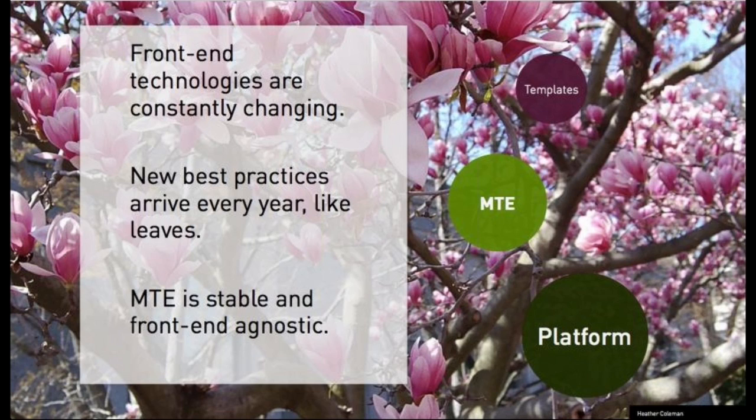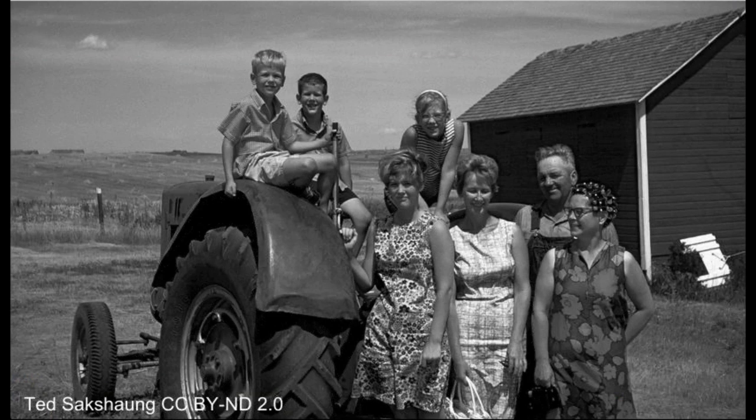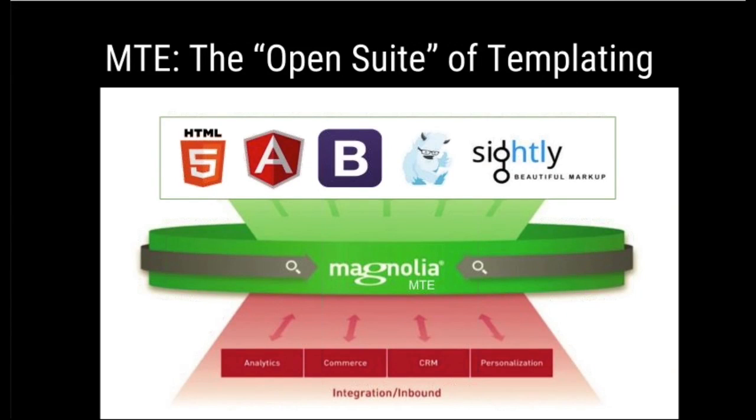No, we don't want to do that. We want to learn from the past. We don't want to be in the same position in another 5 years when the front-end technologies have moved on. So here's an analogy to help you think about how we're thinking about Magnolia Templating Essentials. We want to make Magnolia Templating Essentials something that's really stable. It's a part of the Magnolia platform. It's not something that's dependent on the front-end technologies.